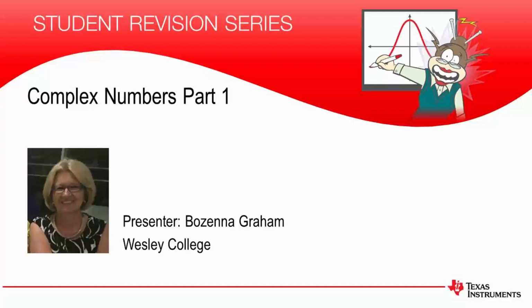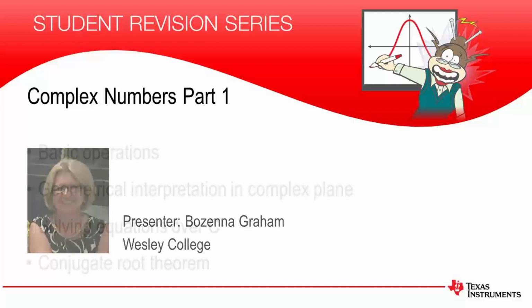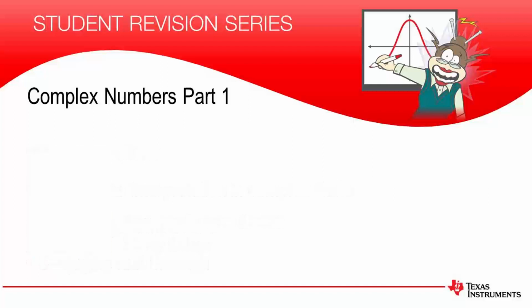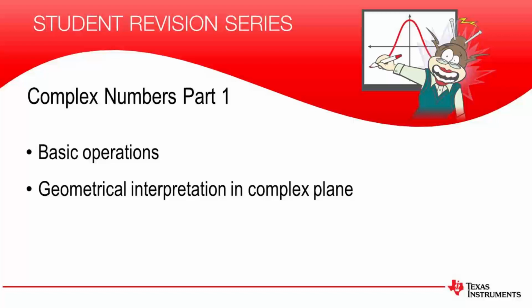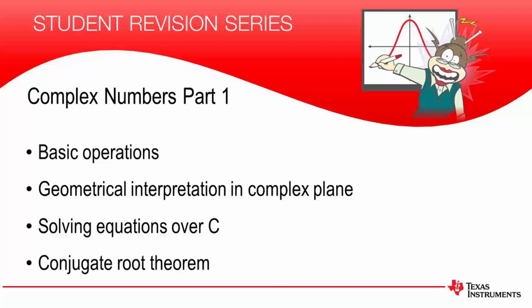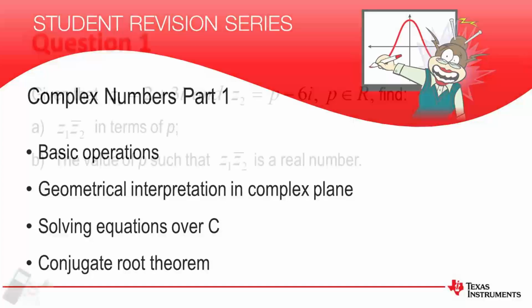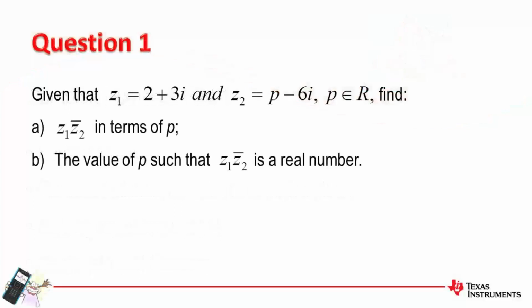And in this session, we'll concentrate on complex numbers, and it is part 1. Another session on complex numbers will be on Monday. So what we'll look at: basic operations with complex numbers, geometrical interpretation in the Argand diagram, solving equations over C, factorizing, and also discuss the conjugate root theorem and the implications. So let's start with our first example.